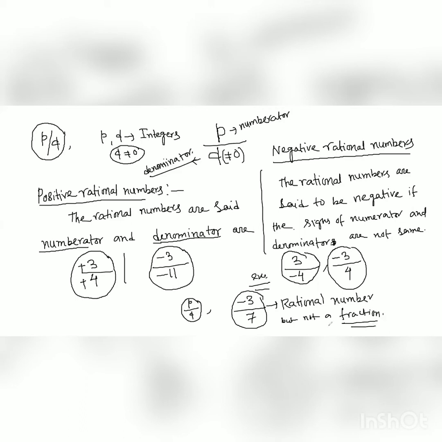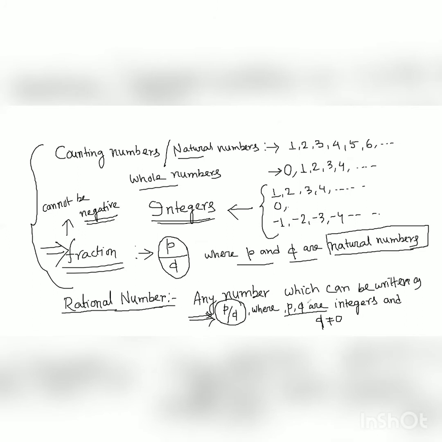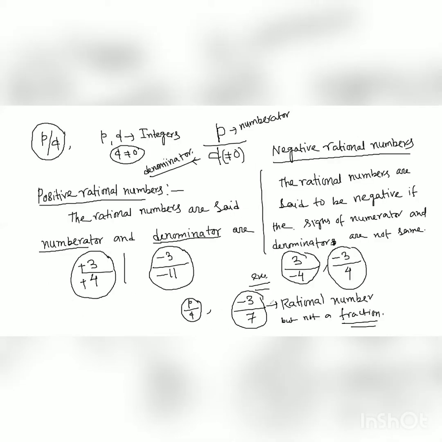See the definition. Any number which can be written in p by q form where they are natural numbers, we know that they are fractions. But in the case of minus 3 by 7, it is a rational number but not a fraction, as minus 3 is not natural. If it is only 3 by 7, it is both a fraction and a rational number. So minus 3 by 7 is a rational number, not a fraction.